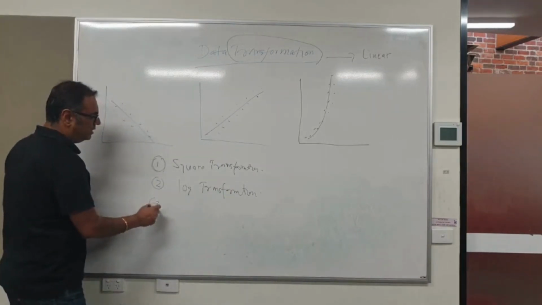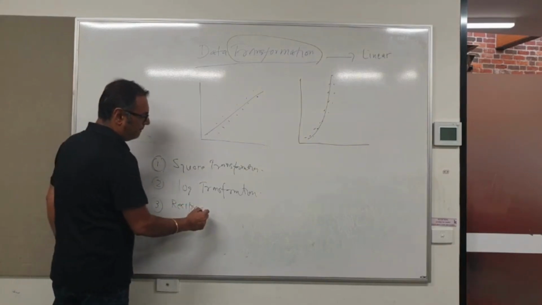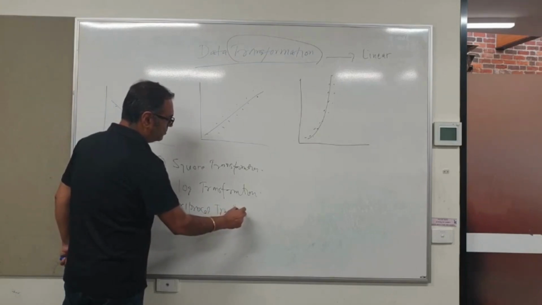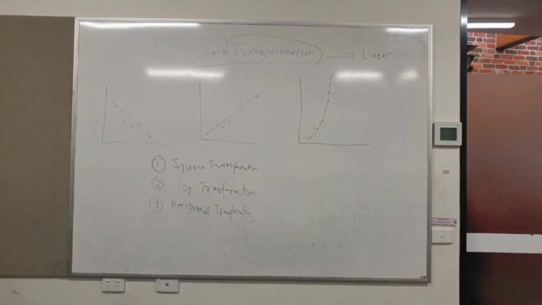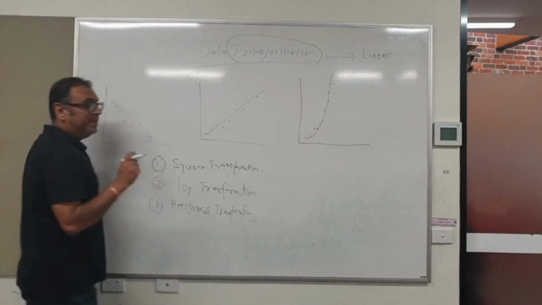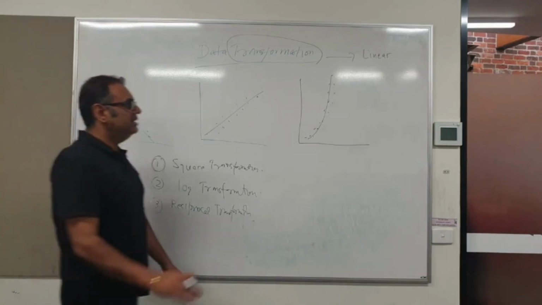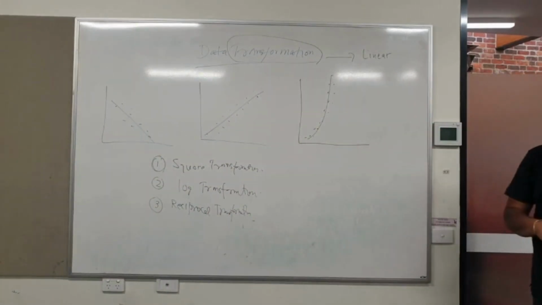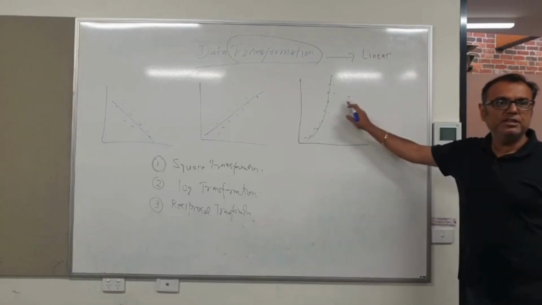And number three is the reciprocal transformation. Okay? Now, let's talk about just the transformation. Let's say you have this data set here, which is non-linear. So this data set needs to be converted into a linear form.